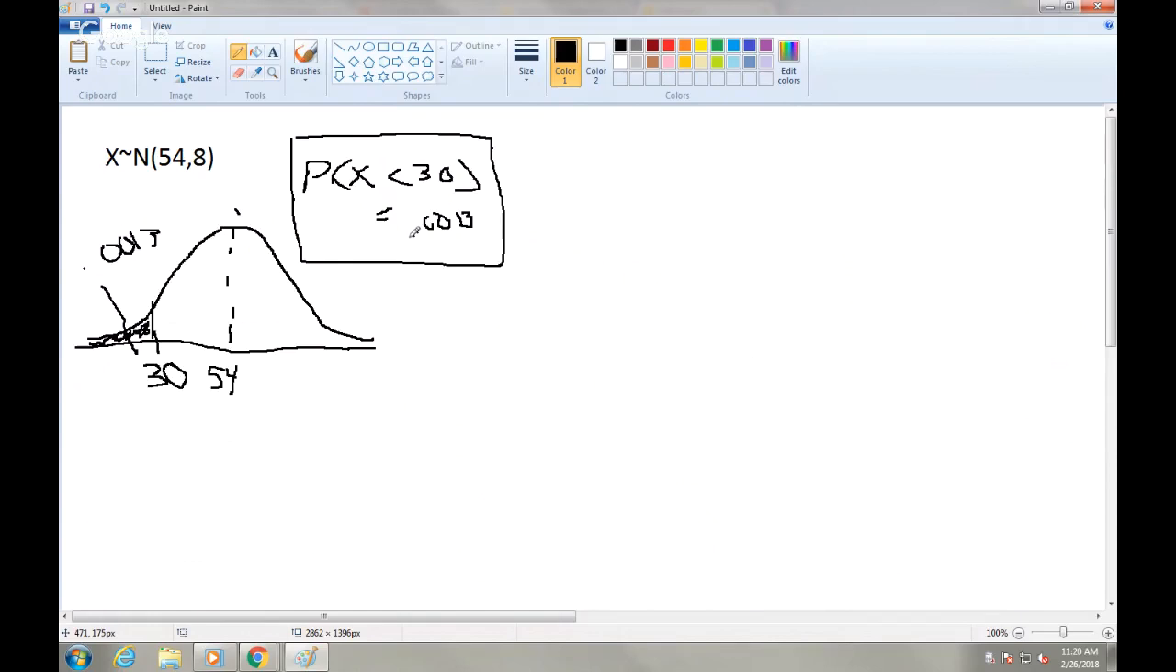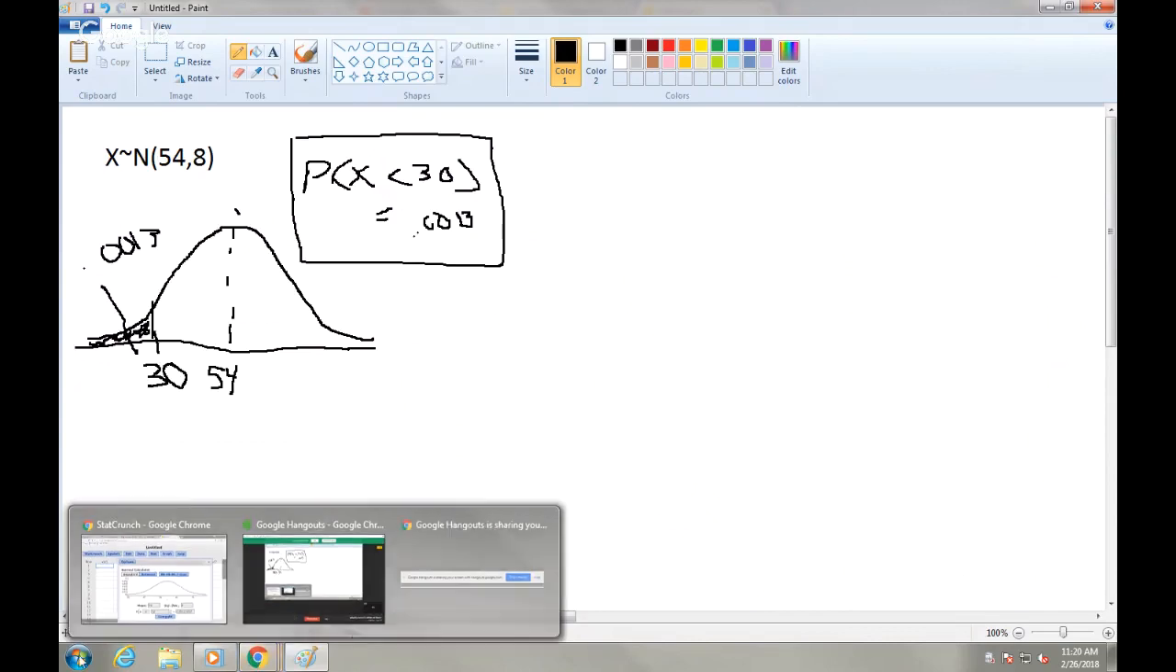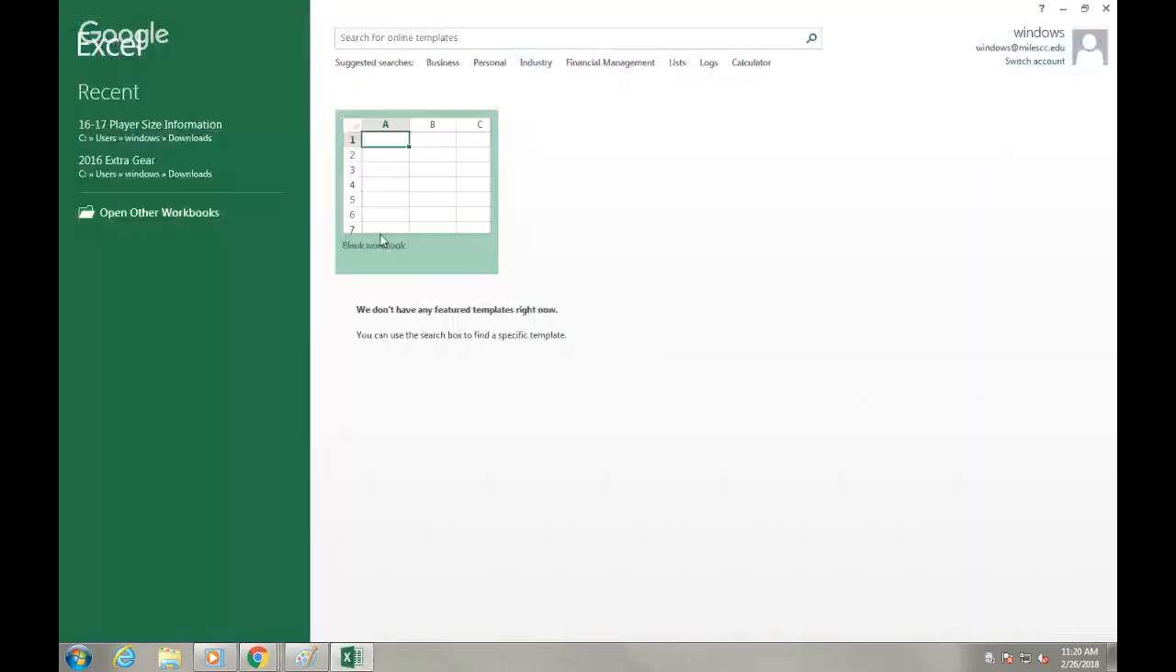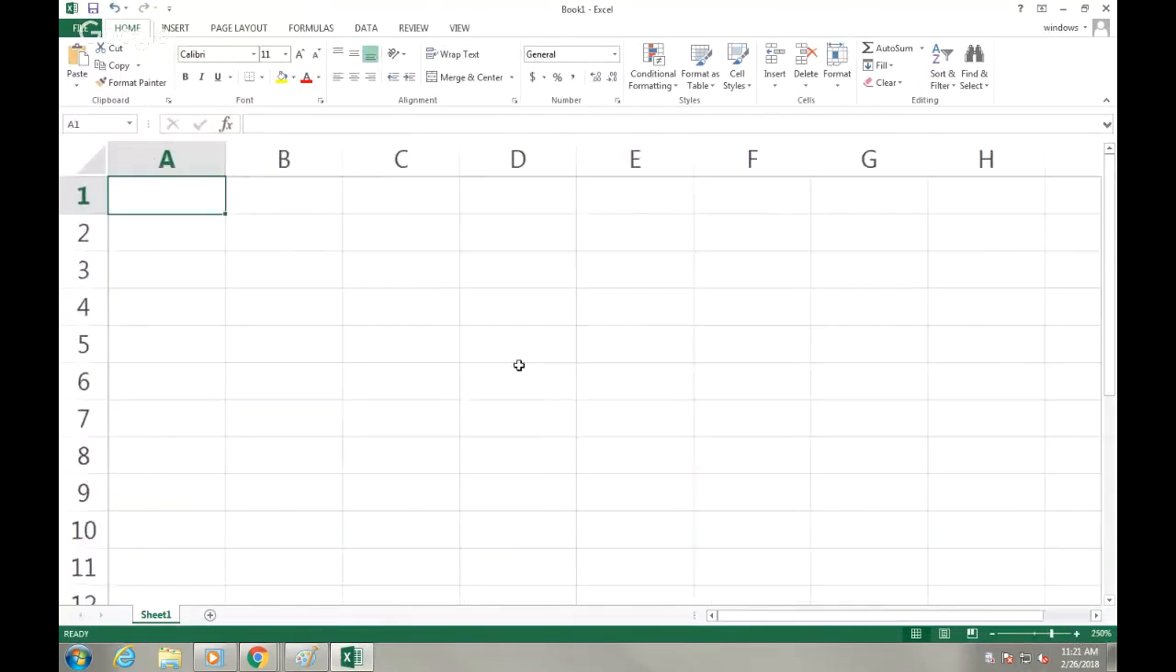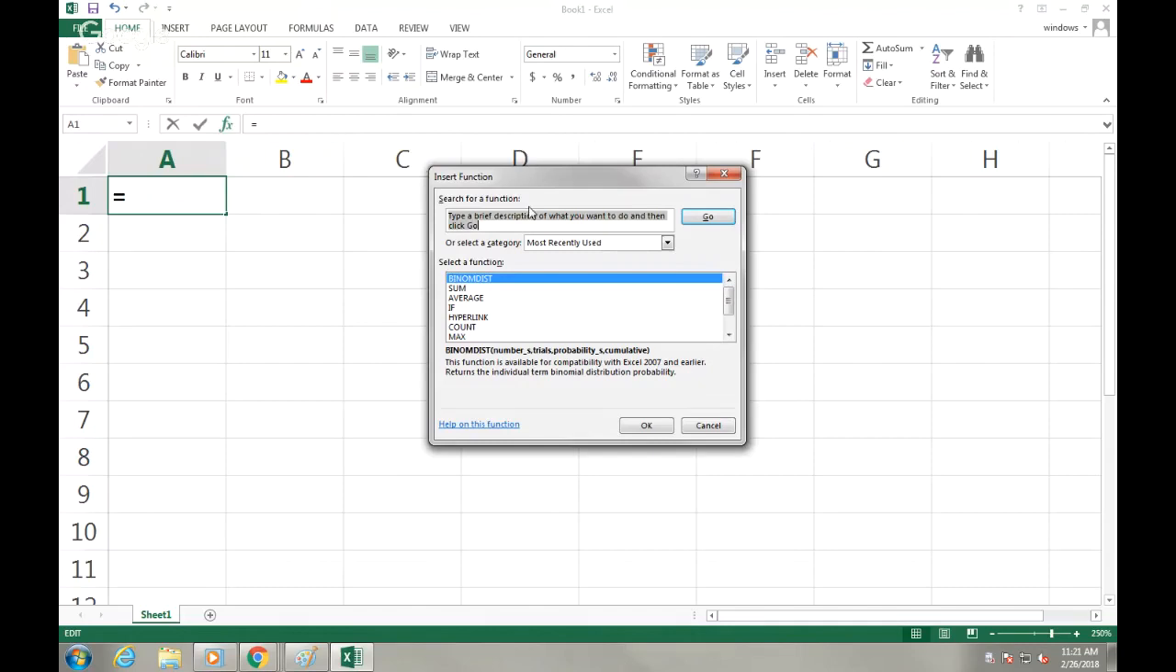Now, say you don't have StatCrunch. The next thing I can do up here fairly easily is get into Excel. So in Excel, let's make the cells a little bit bigger. And what I'm looking for up in my little search area is normal. And so we have these normals, and there's actually two things that look almost alike. There's normal with an S and normal without the S.